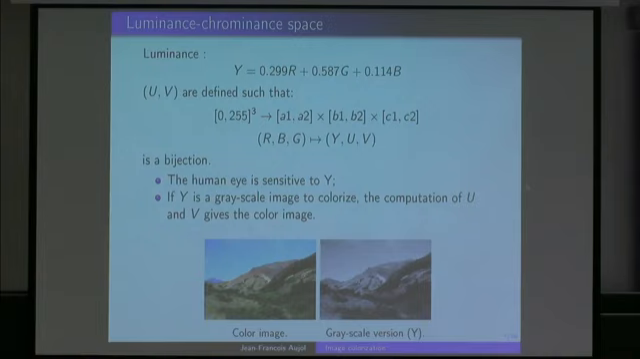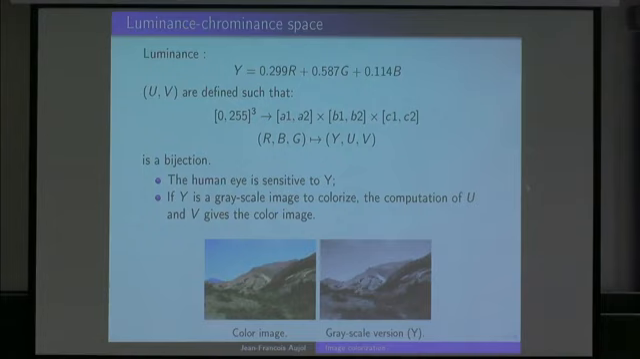I'll use the luminance component of the image. The luminance component, for some reason, is denoted by Y in the literature. I don't know why luminance is Y, but that's the common definition. And it's a linear combination, so the coefficients may differ, but it's always a linear combination of the red, green, and blue components of the image.